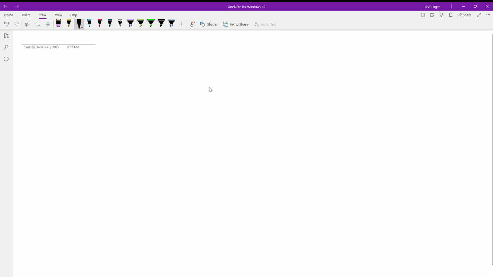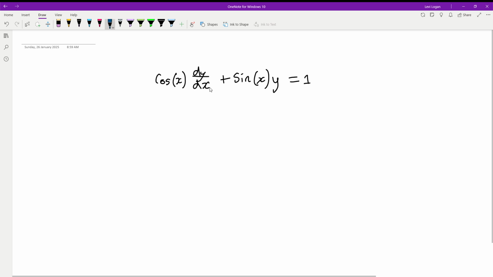Here it is. So we're going to be solving cos x times dy/dx plus sin x times y is equal to 1. Now, when I first saw this equation, I thought it could be solved straight away without an integrating factor or any special techniques, just by using a perfect derivative, but we can't do it here because it is not a perfect derivative, because the differential of cos isn't sine, it'd be negative sine, and vice versa.